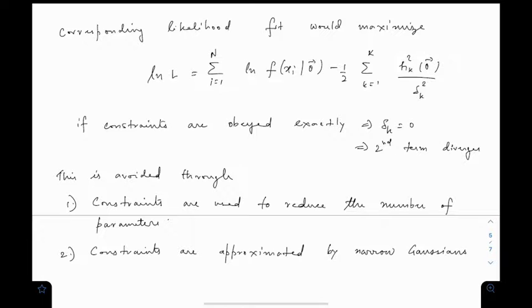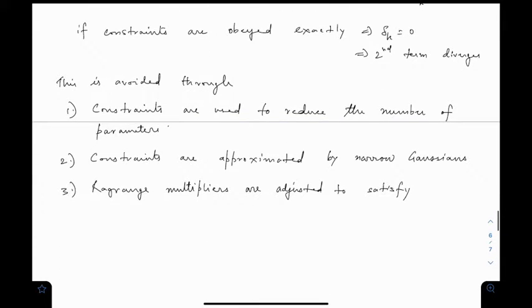And lastly, the use of Lagrange multipliers and some adjustments are applied to them to satisfy the constraints. So this is where we'll end our discussion. We will not go much into details on how these constraints are handled.